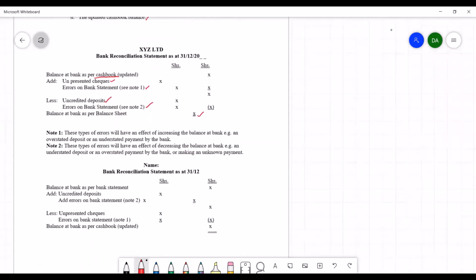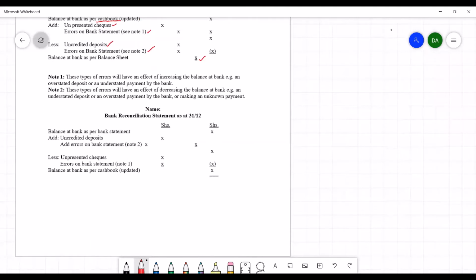Another format that can be followed begins with the balance as per the bank statement, then add uncredited deposits, add errors that are understating the bank balance, less unpresented checks, and less errors which are overstating the bank balance. That should give us the balance as per the cash book. Right, so this is how to prepare a bank reconciliation statement.